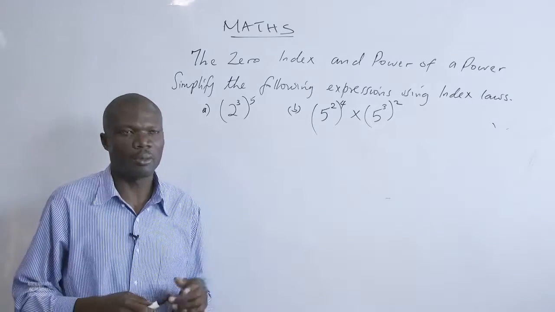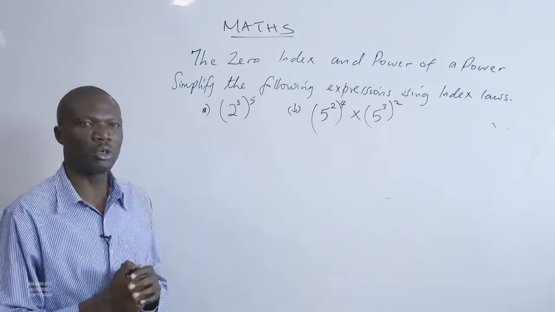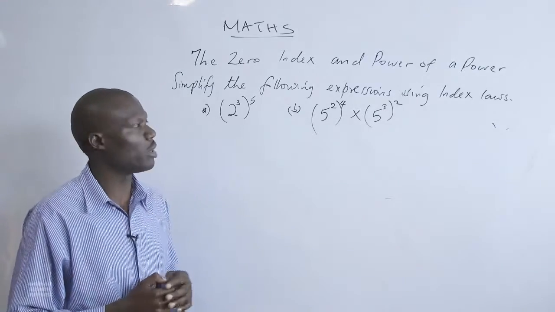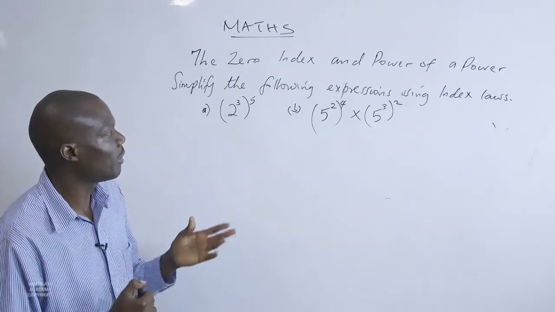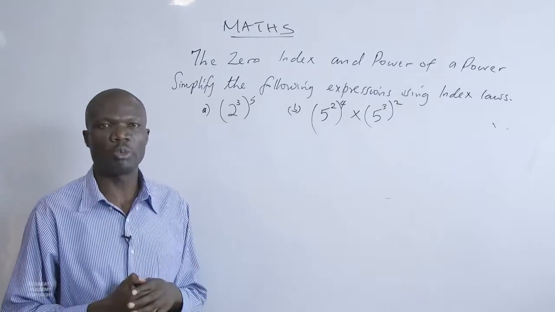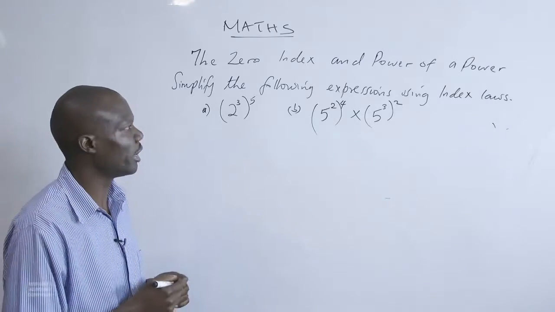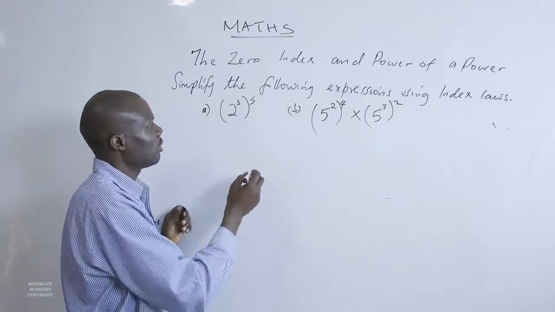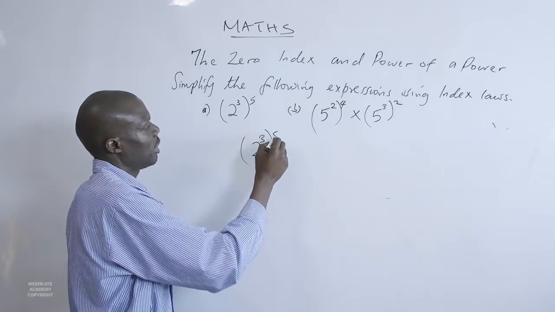Simplify the following expressions using index laws. The first one is 2 to the power of 3, in bracket, the power of 5. And B, we have 5 to the power of 2, in bracket, the power of 4, multiplied by 5 to the power of 3, in bracket, the power of 2. So starting with the first one, 2 to the power 3, raised to 5.